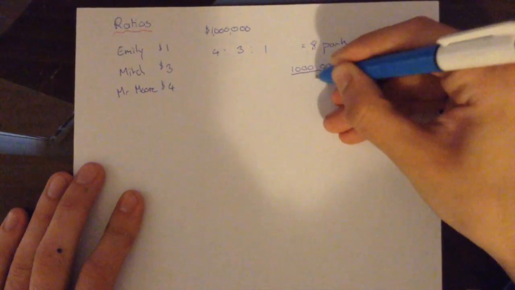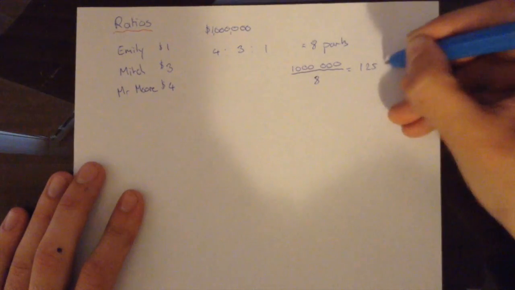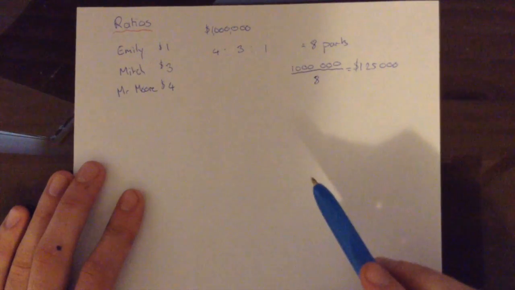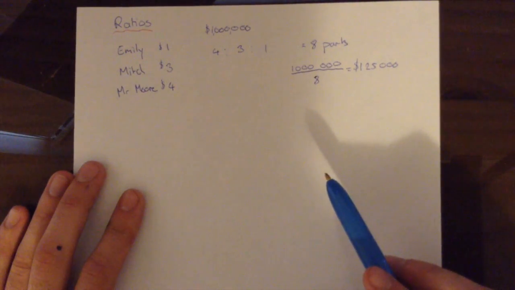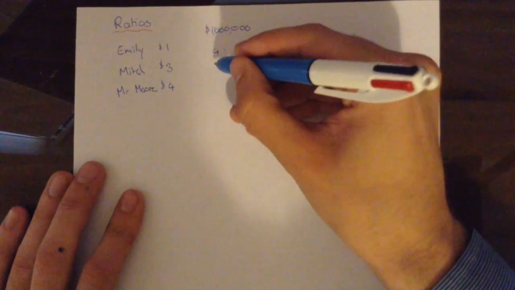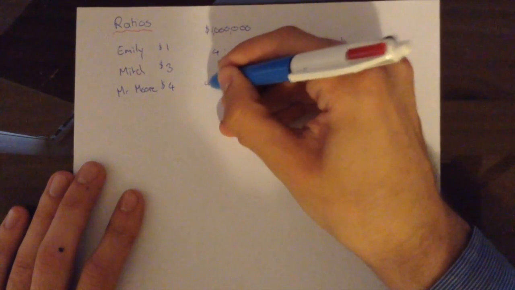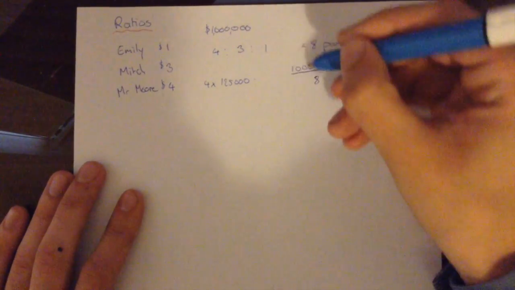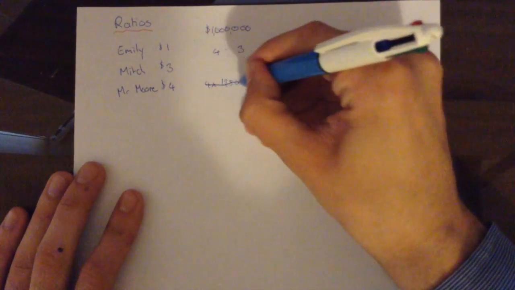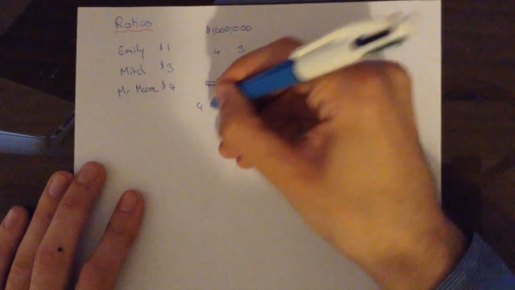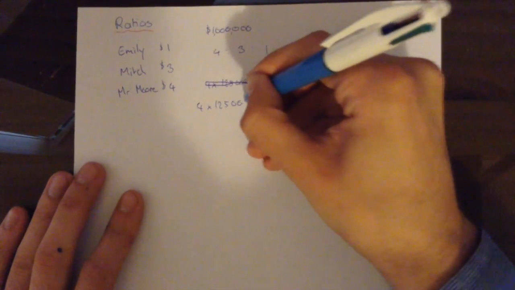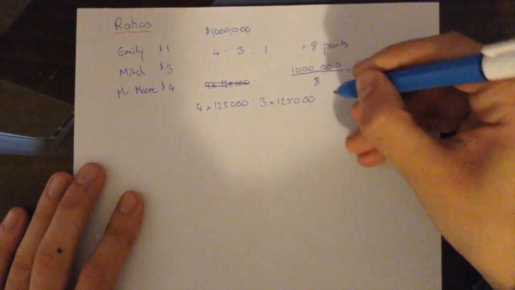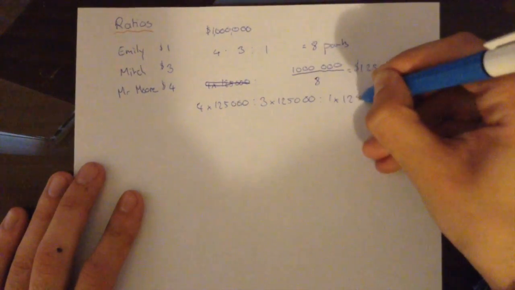And if I divide by 8, what you'll end up getting is $125,000 per part. Okay, well that's all well and good. That means that each part that you get there is equal to $125,000. So my 4 parts is going to be equal to 4 times 125,000. Whereas my 3 parts, it's going to be 3 times 125,000. And my 1 part is going to be equal to 1 times 125,000.